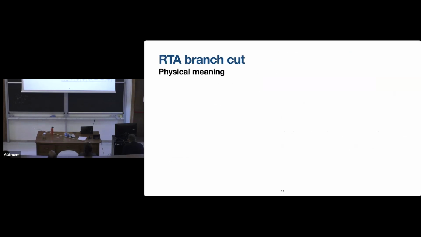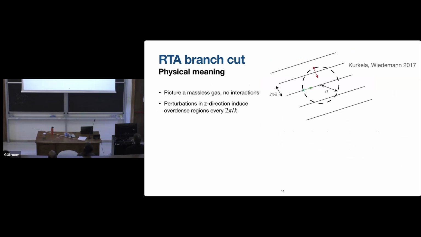Now I'll tell you about a physical interpretation of the branch cut, which you see there was this logarithm in the correlator. To set the scene, let's picture a massless gas without any interactions. Then I send in a plane wave, perturbing it in, say, the z direction. This picture is again from Kurkela and Wiedemann. This leads to overdense regions, which are the peaks of the wave, these black lines.